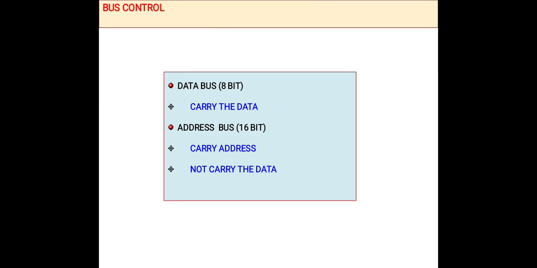Bus control. For the transfer of data and address, there are 2 buses present in microcontroller. First is data bus and second is address bus. Data bus is used to carry or transfer the data, that is 8-bit, and address bus carries the addresses and information. It is 16-bit. Address bus does not carry data. It only transfers address or information.